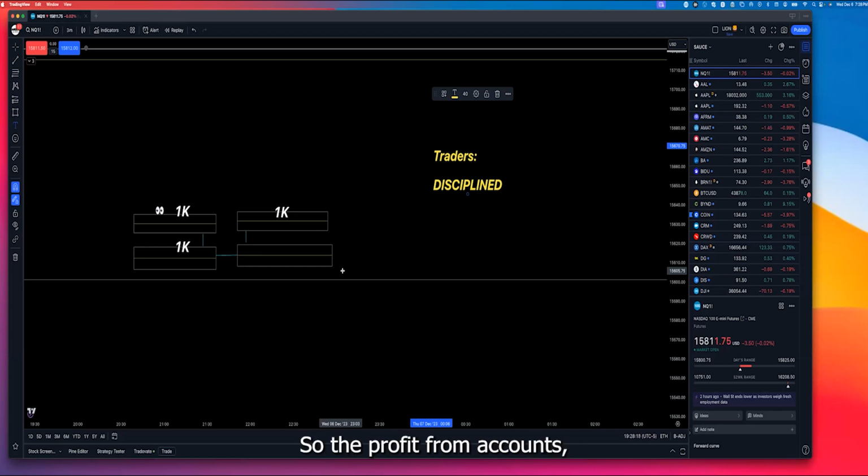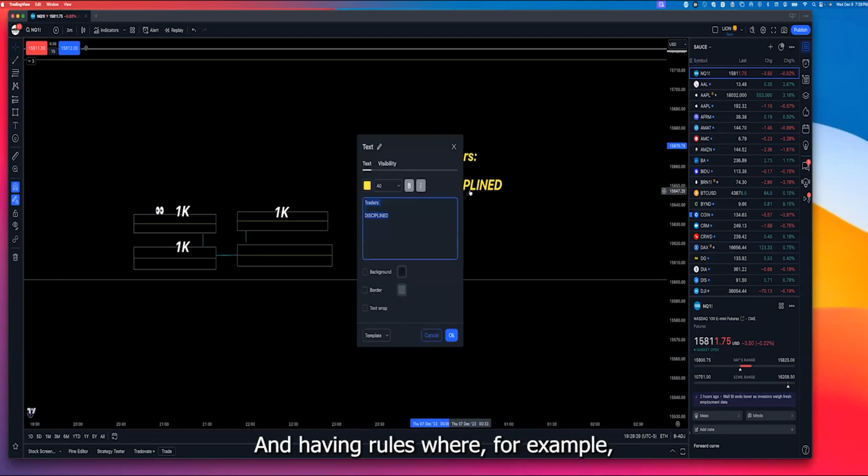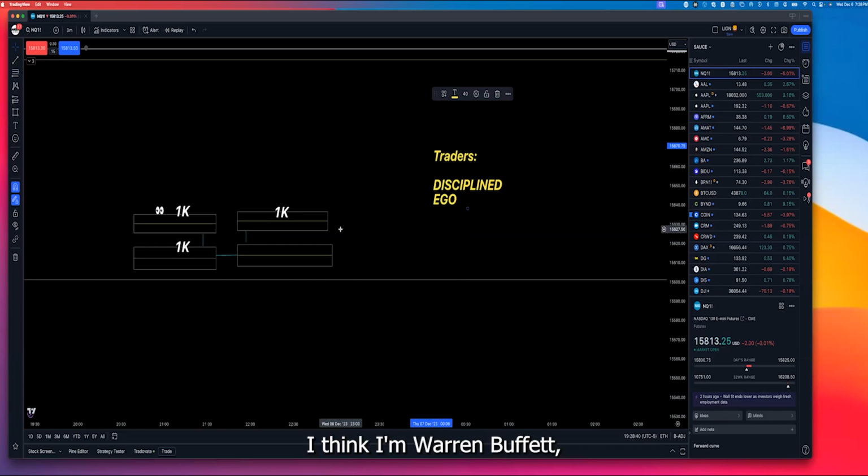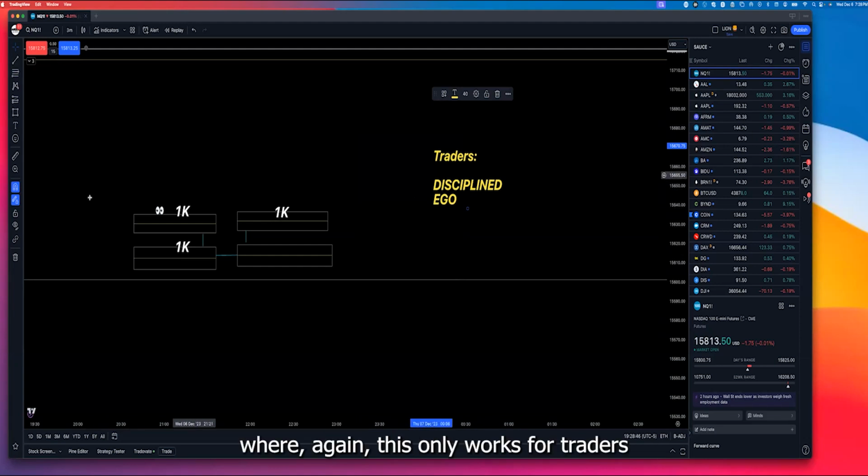So with the prop firm accounts, the only way you're going to get paid from the prop firm is by being disciplined and having rules, right? Rules where, for example, you know what? I made my target, I'm done. Or, I took a massive loss today. Instead of feeding my ego and going back in, thinking I'm Warren Buffett, saying forget the 15 contracts, I'm going to do 35. That's where, again, this only works for traders that actually want to take this seriously.